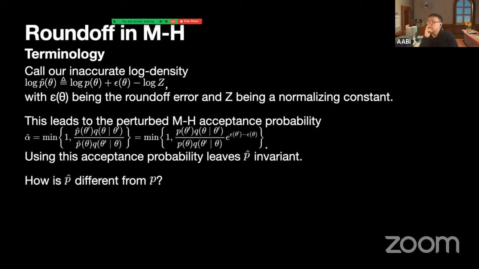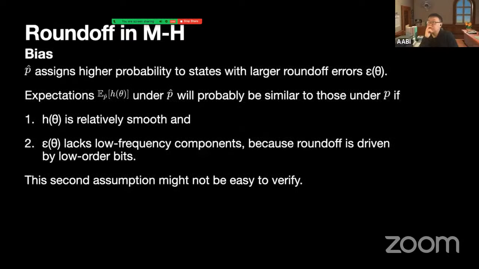So that means that if we're doing Metropolis-Hastings with limited precision, essentially what we're doing is, or rather at least we're leaving this perturbed distribution p hat invariant. So how is p hat different from p, the thing we actually want to sample from? Well, the first thing we might worry about is bias, right?